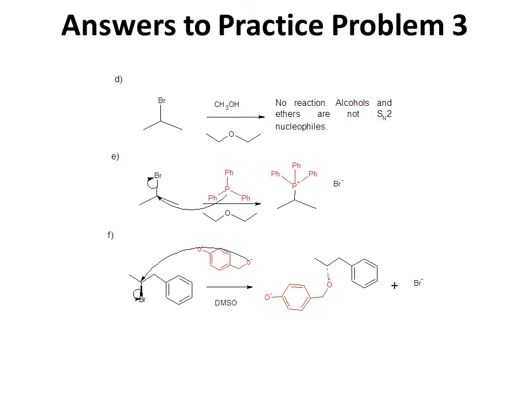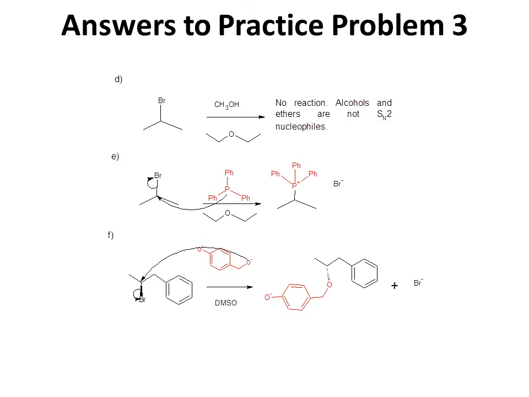In problem D, a secondary alkyl bromide is attempting to react with either methanol, CH3OH, or the solvent, which is an ether. Neither methanol nor an ether is acceptable as an SN2 nucleophile, so there's no reaction. If anyone happens to tell you that methanol or other alcohols could act as nucleophiles for an SN2 reaction, they're incorrect, okay, except under extreme conditions. There is a reaction with an alcohol that can occur with a tertiary alkyl halide, but that's not SN2, and we aren't talking about that right now.